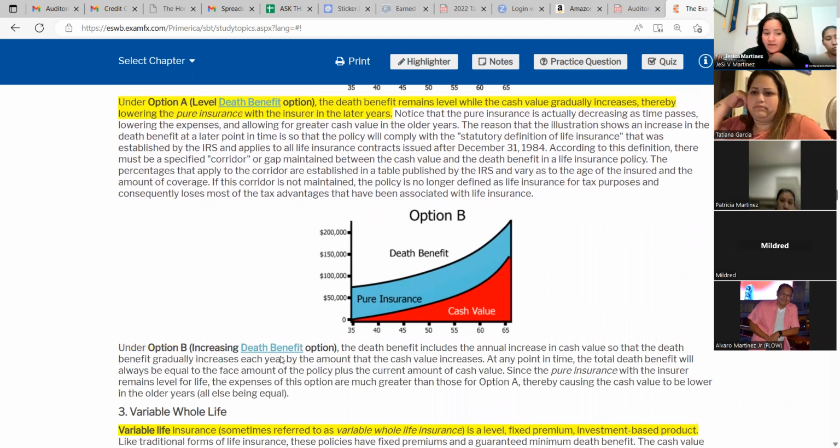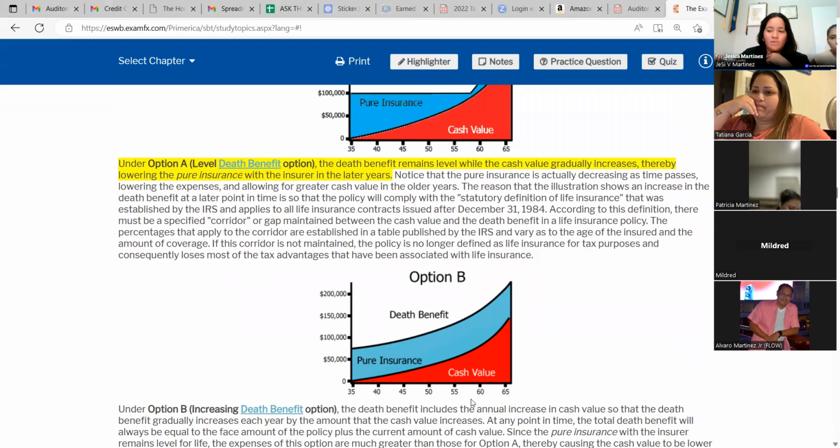Now, option B is the increasing death benefit option. The death benefit includes the annual increase in cash value so that the death benefit gradually increases each year by the amount that the cash value increases. That's basically what you have to know. Option A, death benefit option is level. Option B, the death benefit increases with it.